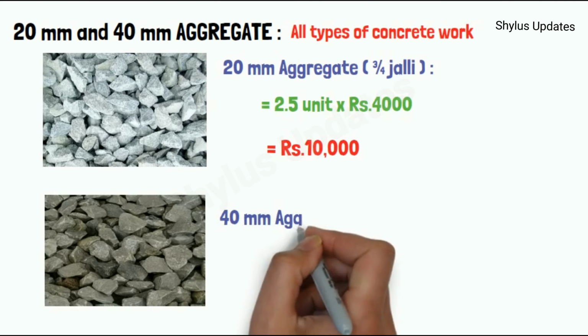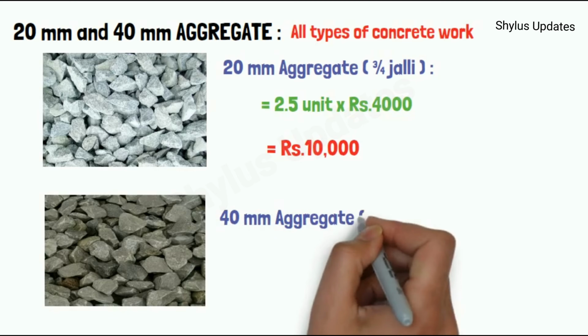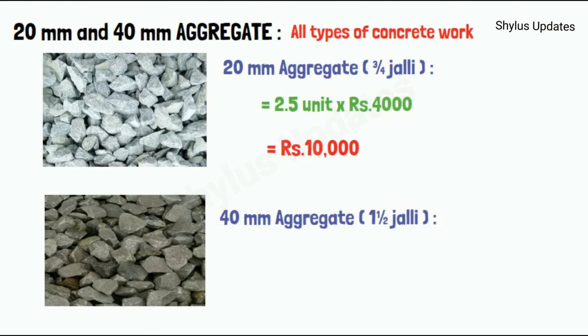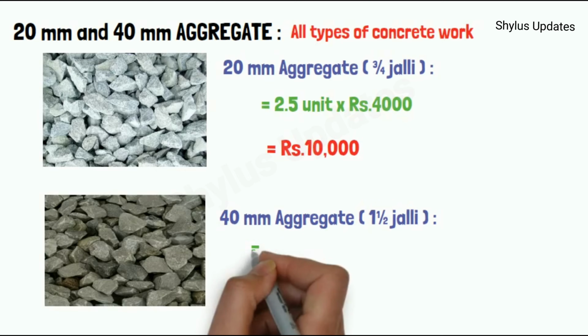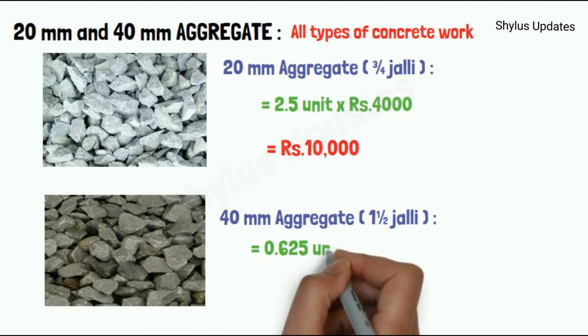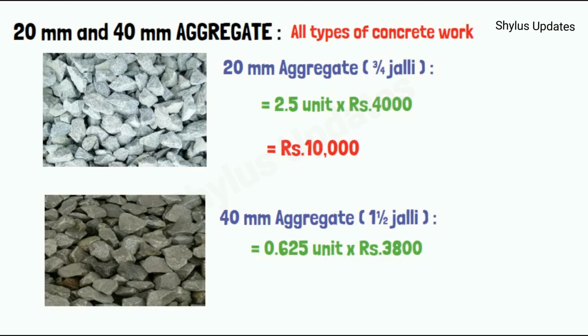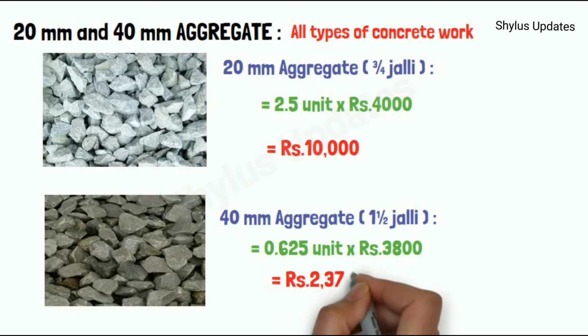40 mm aggregate. For a 175 square feet house, 0.625 units of 40 mm aggregate are required. The current market rate of 40 mm aggregate is rupees 3,800 per unit. When you multiply 0.625 into rupees 3,800, you get rupees 2,375.